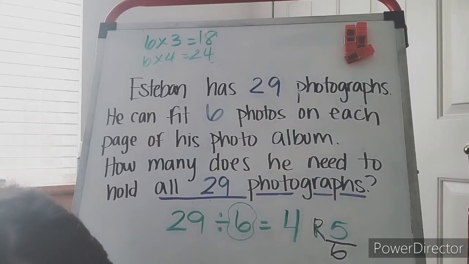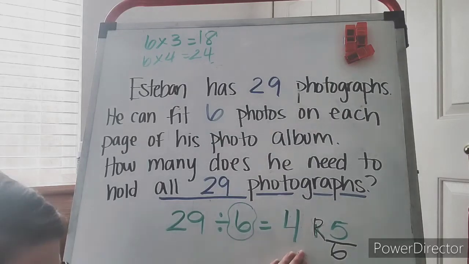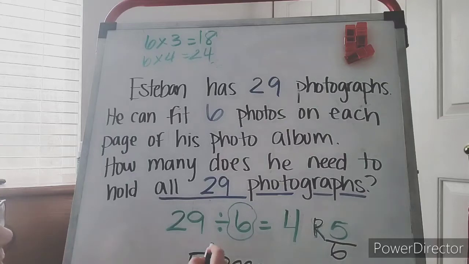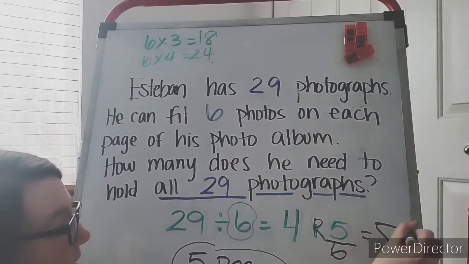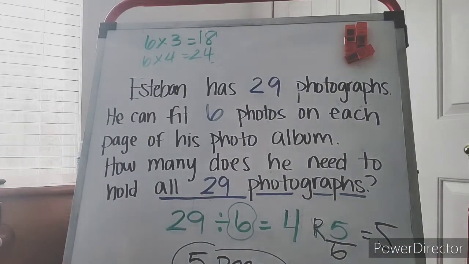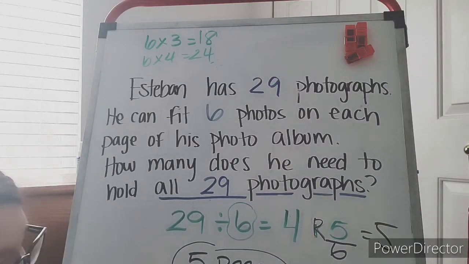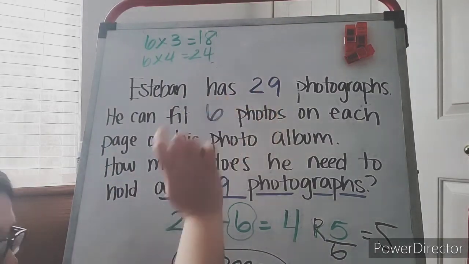So how many pages does Esteban need to hold all 29 photographs? Well, we round up in this instance, and he needs a total of 5 pages. Our answer technically is 4 and 5/6, but because in a photo album you can't get 4 and 5/6 pages, we round up, and so now our answer is 5. 29 divided by 6 equals 5. We rounded 4 and 5/6 to the next whole number, which is 5. So Esteban needs 5 pages to fit all 29 photographs in his photo album.